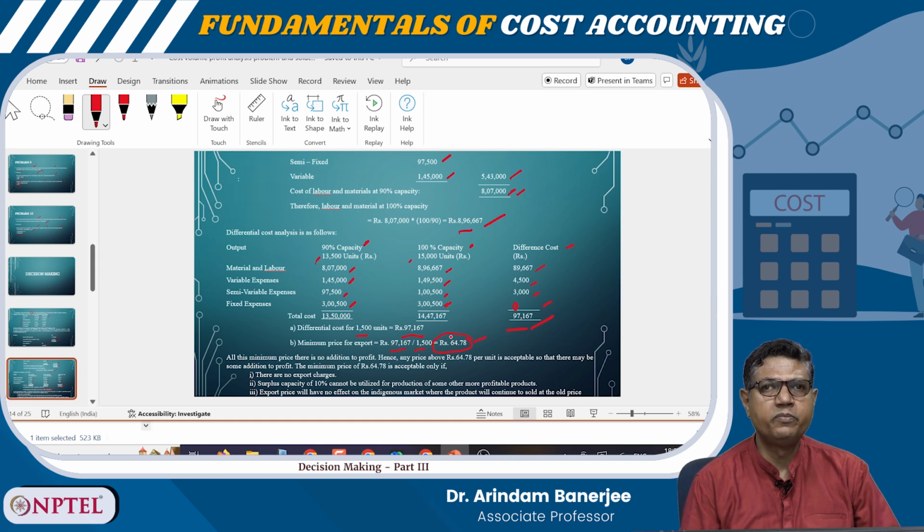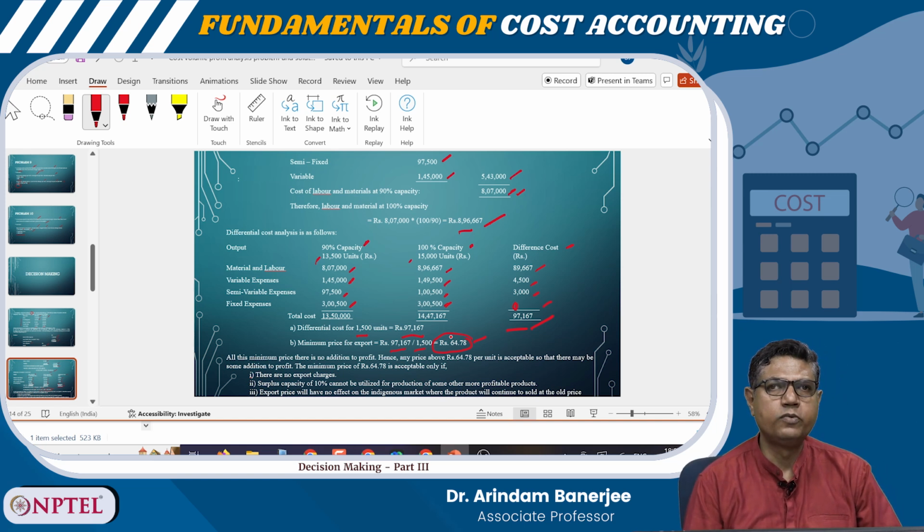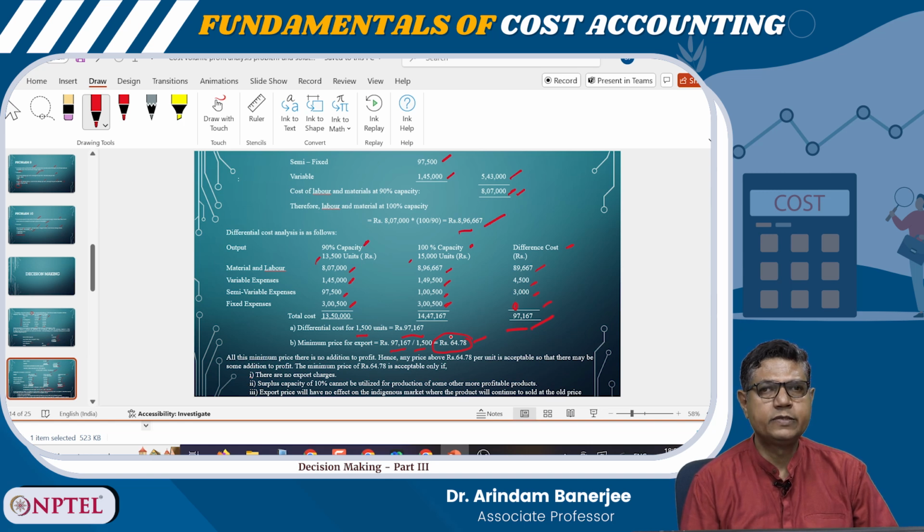Now, at this minimum price there is no addition to profit, hence any price above 64.78 per unit is acceptable, so that there may be some addition to profit. The minimum price of rupees 64.78 is acceptable only if there are no export charges, surplus capacity of 10% cannot be utilized for production of some other more profitable products, and export price will have no effect on the indigenous market where the product will continue to get sold at old prices.